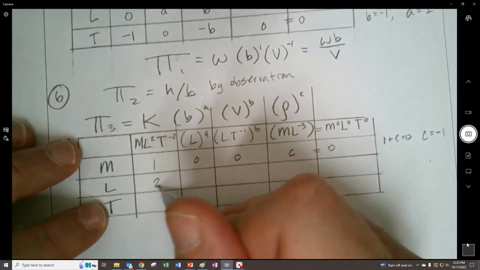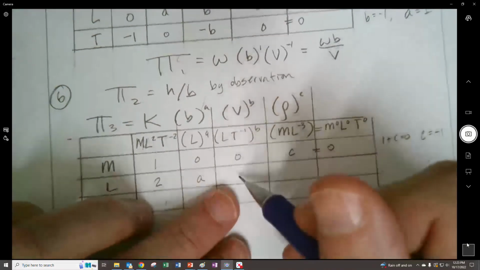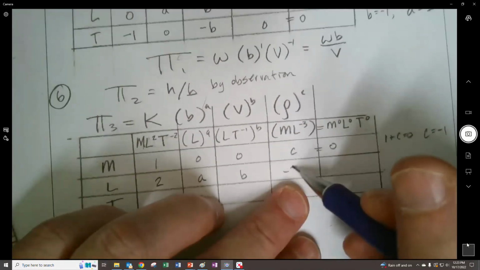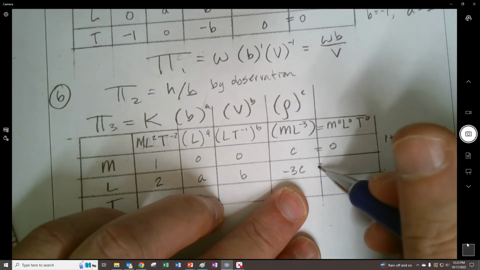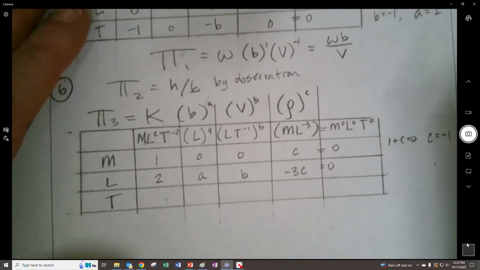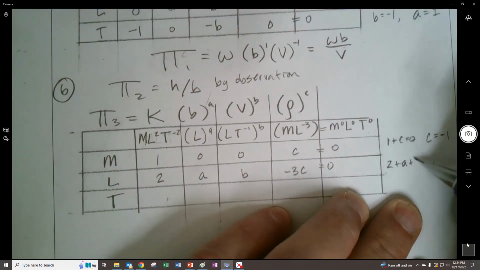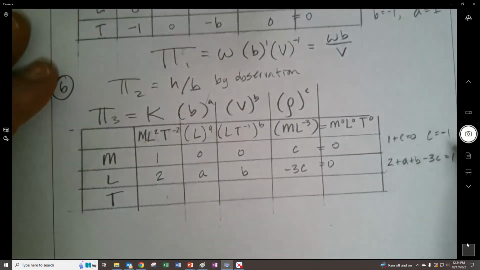So we have 2 here, and then we're going to have an A here, and a B, and a -3C equals 0, right? So there's a little bit to unpack here. So we say it's 2 plus A plus B minus 3C equals 1. Right, so we already have that that's going to be -1, so that's actually going to be a +4. I think that's correct, right?